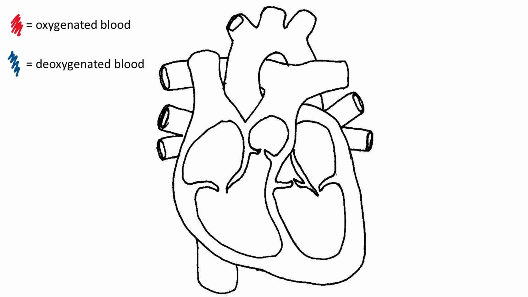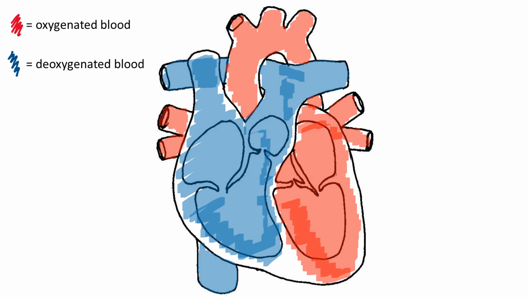So, that said, the entire right side of the heart is going to be blue because blood is coming from the body deoxygenated and being pushed out towards the lungs. On the other hand, the left side of the heart is going to be completely red because it's the opposite. The blood is coming from the lungs and going out towards the body, so that blood should be oxygenated.